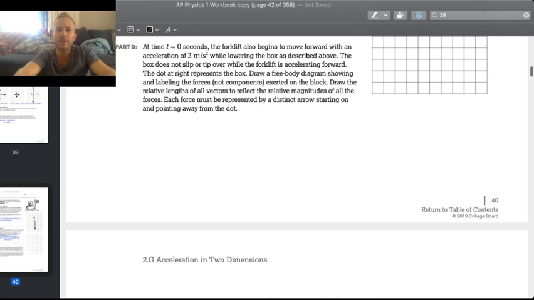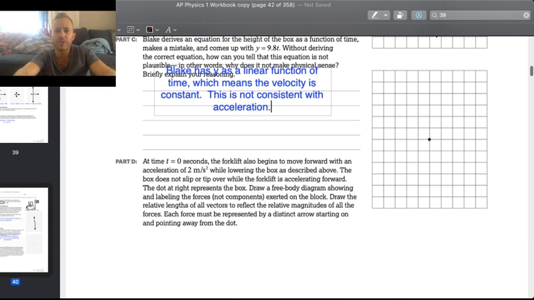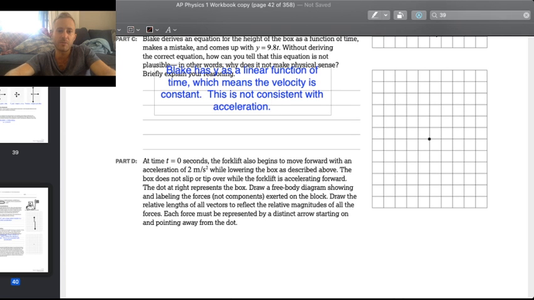At time t equals 0, the forklift also begins to move forward with an acceleration of 2 meters per second squared while lowering the box as described above. The box does not slip or tip while the forklift is accelerating. Draw a free body diagram showing and labeling the forces exerted on the block.